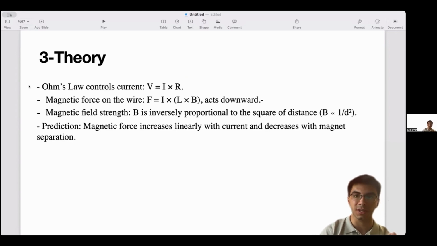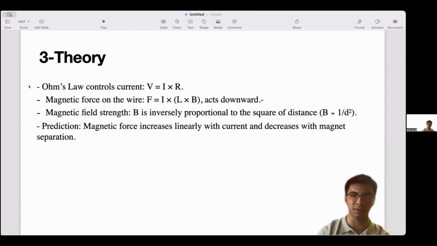The theoretical foundation of this experiment comes from electromagnetic principles established by Ampere and Faraday. When a current-carrying conductor is placed in a magnetic field, each moving charge experiences a force perpendicular to both its direction of motion and the magnetic field. For a wire with length L, the magnetic force is given by F equals I multiplied by L cross B, where I is the current and B is the magnetic field strength.